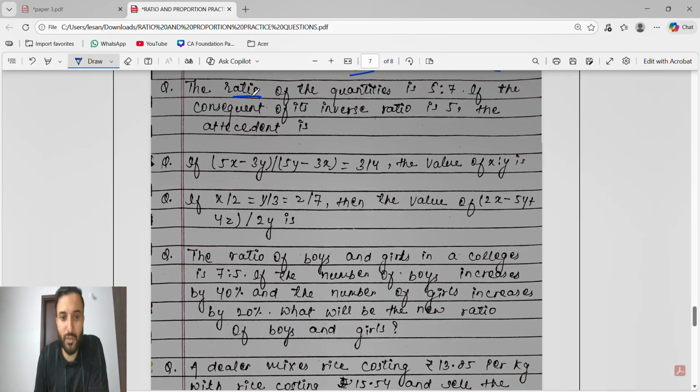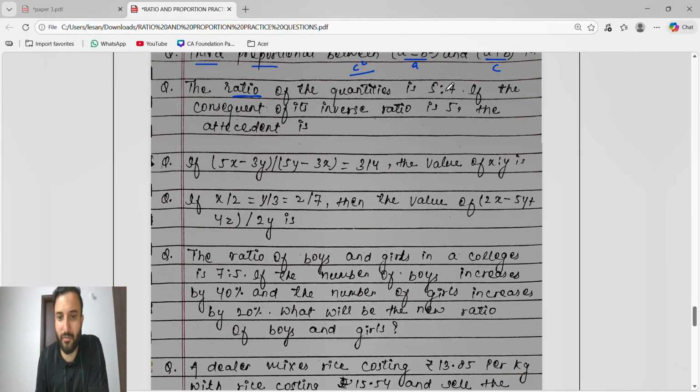Okay, now the ratio of, again a ratio question, the ratio of quantity is 5:7. The ratio of quantity is 5x and 7x. If the consequent, okay bhaiya, look, this is the antecedent, this is the consequent. If the consequent of its inverse ratio is 5, guys, look, the ratio of two quantities is 5:7, I will write 5x by 7x. They said if the consequent, so this is the antecedent, this is the consequent.